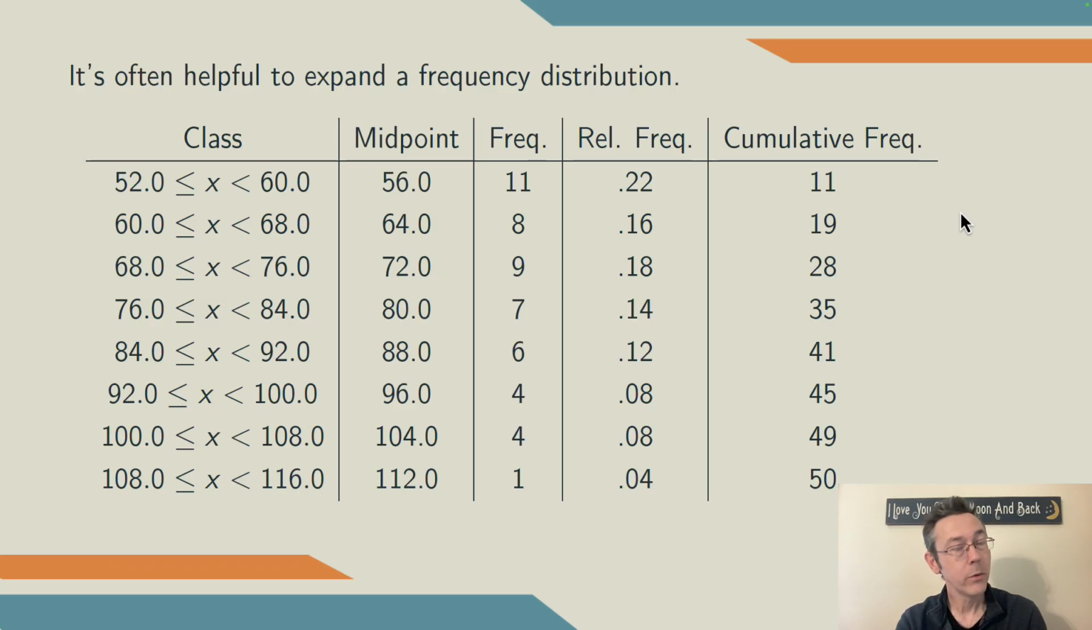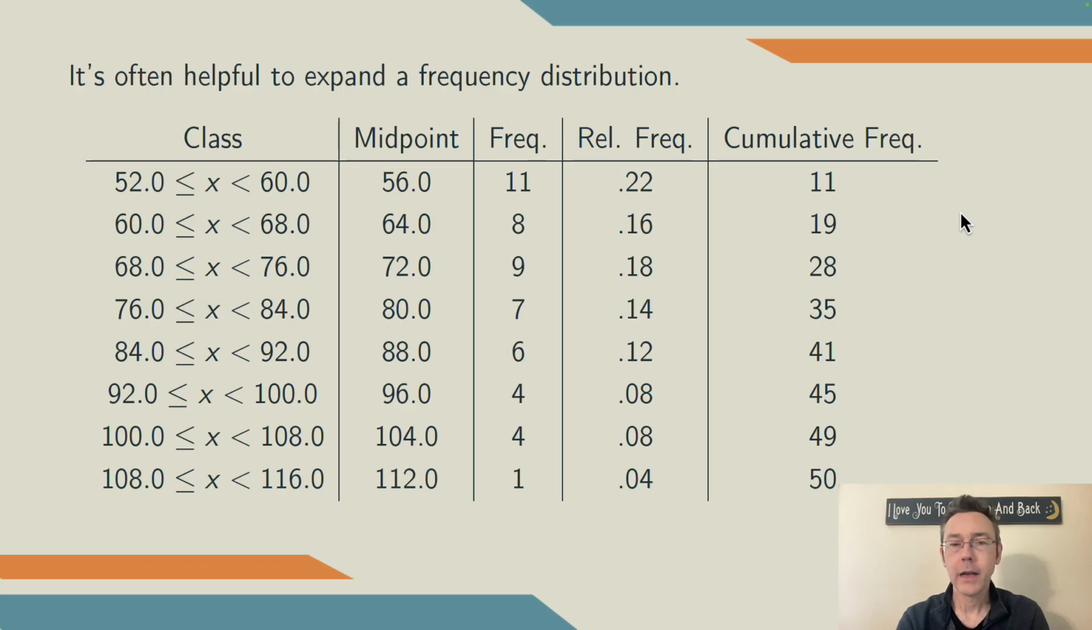Finally, cumulative frequency is often helpful. Here what we're doing is we're just adding up all of the frequencies in the classes that come before. So for instance, in that second category, from 60 to 68, the cumulative frequency is 11 plus 8. And then in the next category, it's 11 plus 8 plus 9.